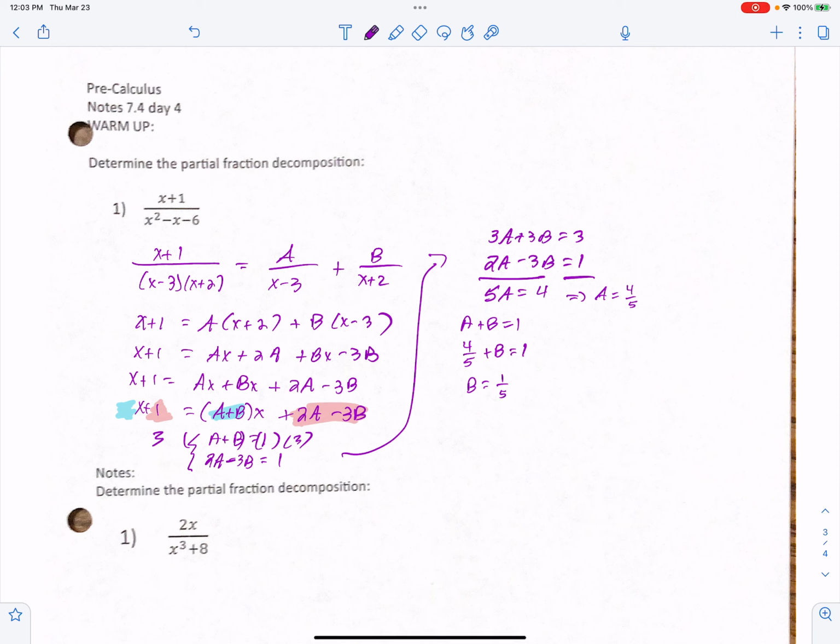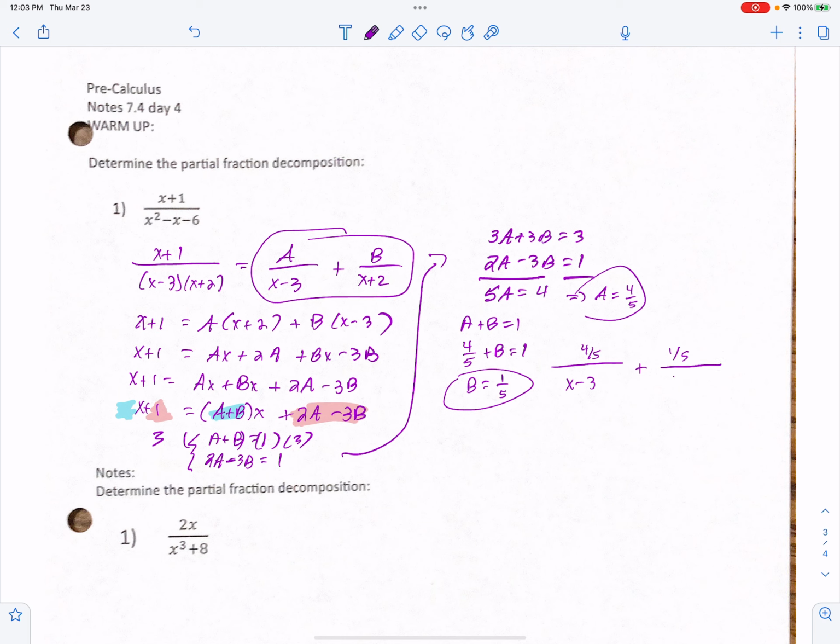Now, how do we write this? Well, we're going to use that A is this and B is this and plug them back into this expression. So I get 4/5 over x minus 3, plus for B it's 1/5 over x plus 2. But we're not going to let you leave it that way. We don't leave fractions in fractions. So this is equivalent to taking 4 over 5 times 1 over x minus 3 and taking 1 over 5 times 1 over x plus 2. That is equal to the above statement.